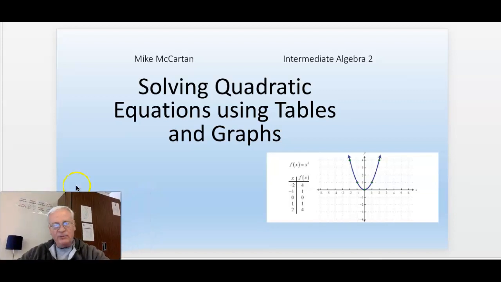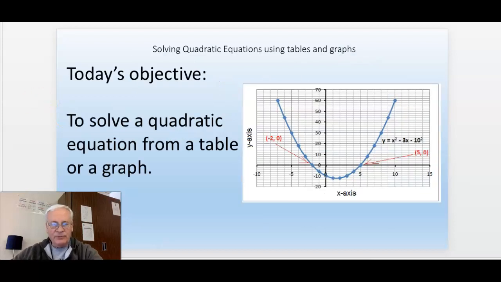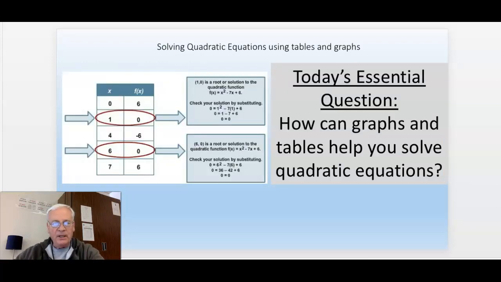Now we're going to look at tables and graphs today, how to solve using tables and graphs, okay? Again, our objective today: how do you solve a quadratic equation from a table or a graph? Today's essential question, you'll need this for the homework check: how can graphs and tables help you solve quadratic equations?